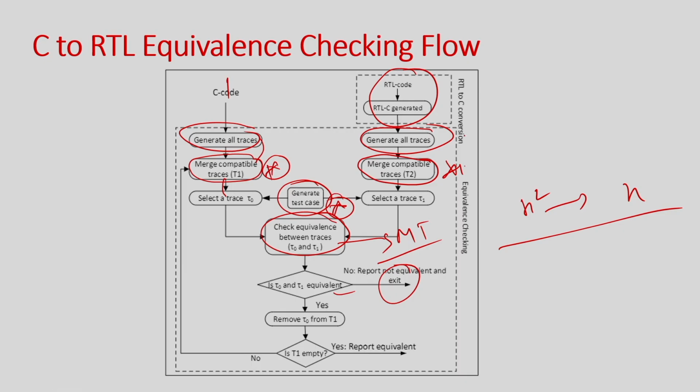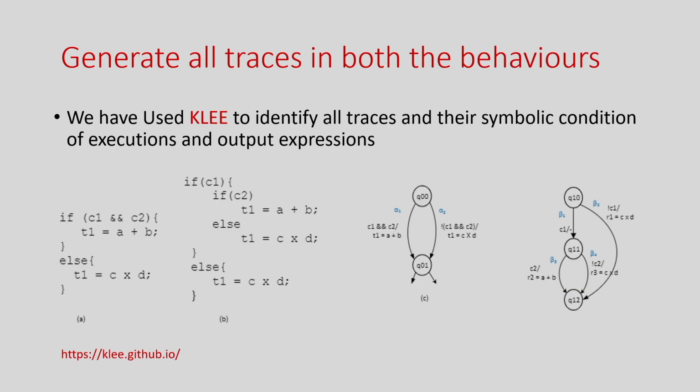The two interesting things that we are doing here are merging compatible traces and finding corresponding traces using a data driven approach. I am going to talk about the steps of the overall process. First, you identify all traces in one behavior. Given a behavior, we have to identify the traces, and for each trace we have to identify the condition of execution and the output expressions.